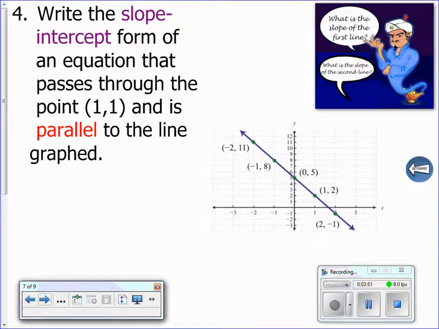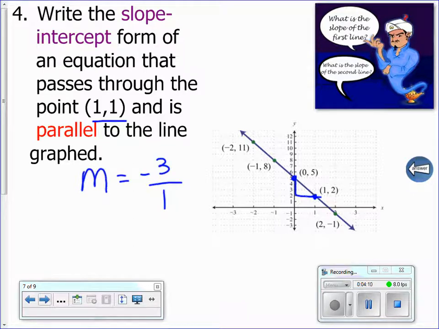Write the slope-intercept form of an equation that passes through the point 1, 1 and is parallel to the line graphed. Well, the first thing I have to do is find my slope. So I'll go over here, I pick 2 points. Looks like I'm going down 3, right 1. So my slope is negative 3 over 1, which is just negative 3. I can see that my x is 1 and my y is 1.